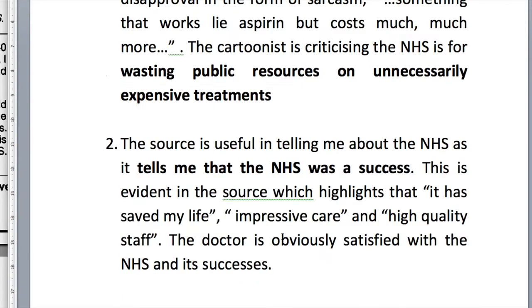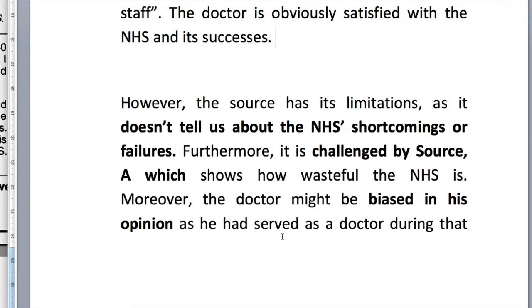In the next portion, you should tell me how it's not useful. Now, there's a nice way to do this. I encourage you to use the sentence, however, the source has its limitations, which means to say that you think it's useful, but it has some problems with it. It doesn't tell us about the NHS shortcomings or failures, and furthermore, it is challenged by source A, which shows how wasteful the NHS is. Now, notice that I only use source A. Alright?